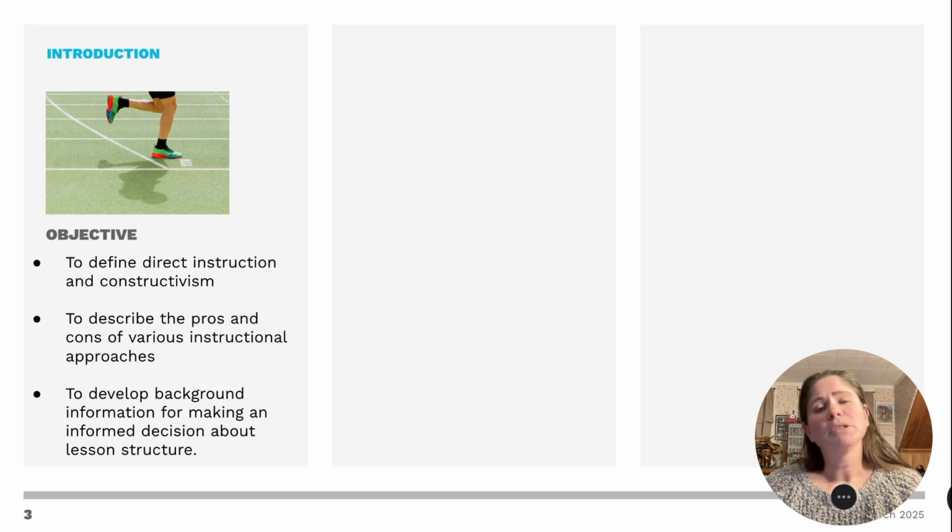You will hopefully be able to describe the pros and cons of these various instructional structures so that you can make informed decisions about them. And that leads us to our last objective, which is to develop some background information. So when you go to plan your lessons, you already have in your head what type of structure you want to use. So you're not just going with what's there or what's easy.